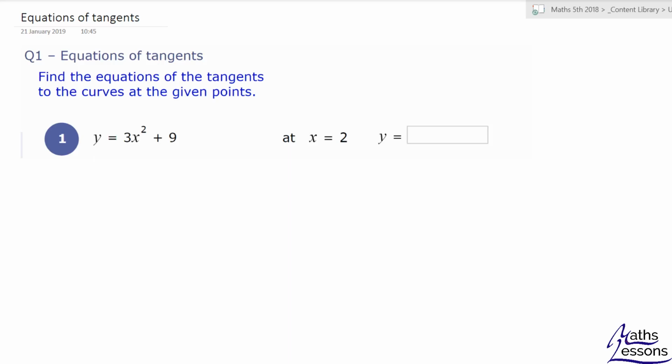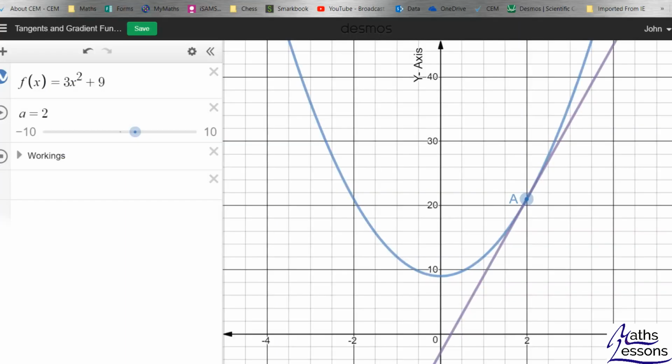Right, in this video we're going to be looking at finding equations of tangents to graphs or curves at given points. So we've got y equals 3x squared plus 9, and we're going to try and find the tangent where x equals 2. Have a quick look at the graph.